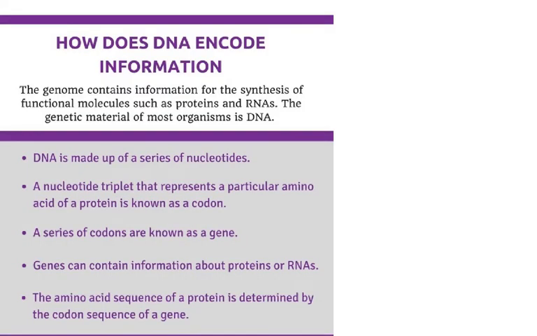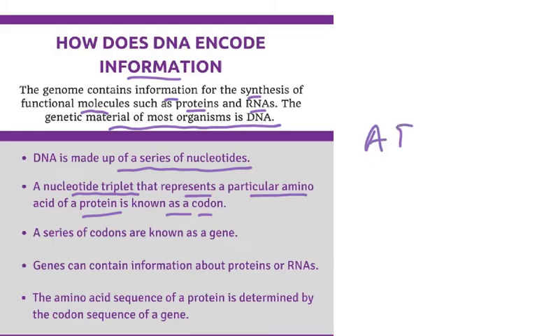Now, how does DNA encode information? The genome contains information for the synthesis of functional molecules such as proteins and RNAs. The genetic material of most organisms is DNA. DNA is made up of a series of nucleotides. A nucleotide triplet that represents a particular amino acid of a protein is known as a codon.